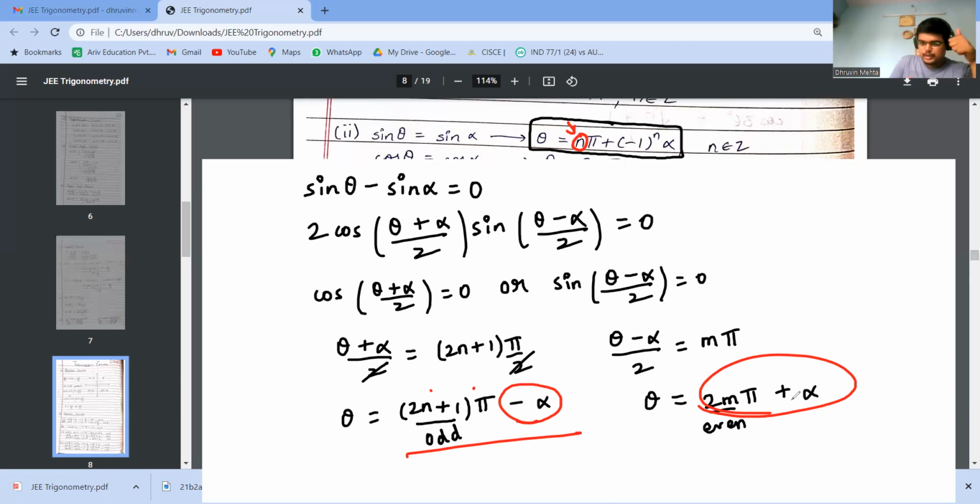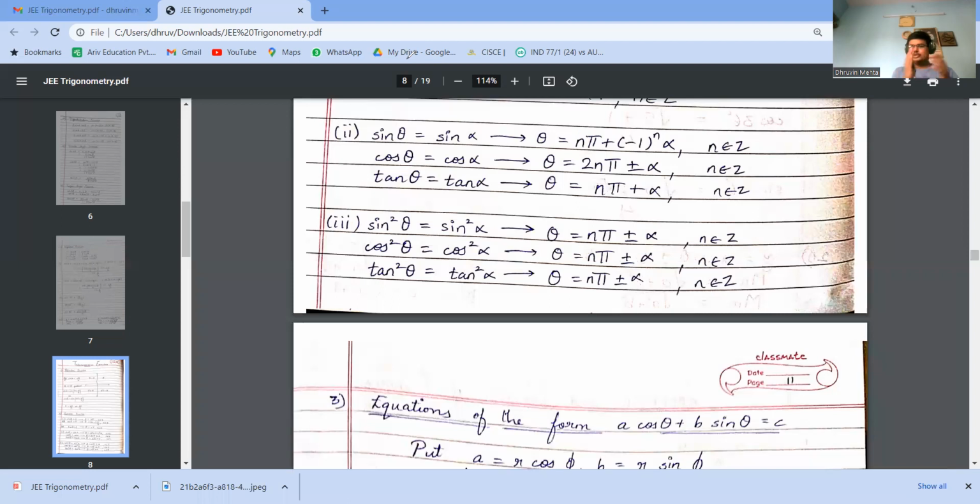Okay, done. And the proof is the same for cos and tan. In cos we do the same. We take cos alpha there, so cos theta minus cos alpha is 0, then cos C minus cos D, and the same thing. In tan, when we take tan alpha on the left, we first have to convert tan to sin and cos, then take the LCM and follow the same procedure. Are you guys following this?